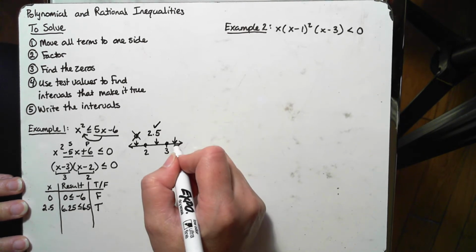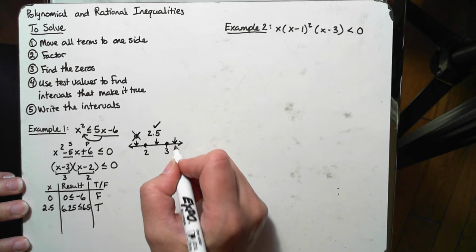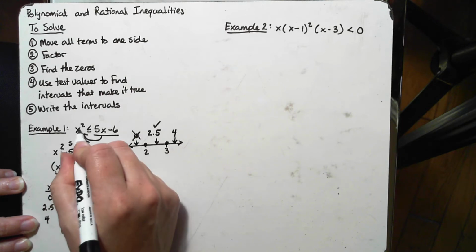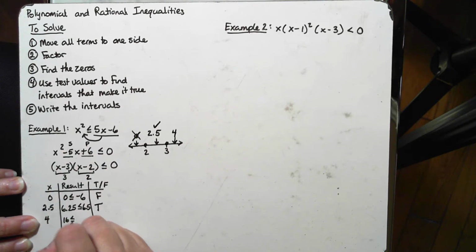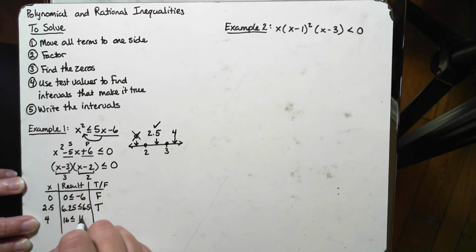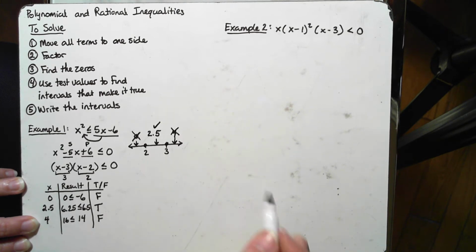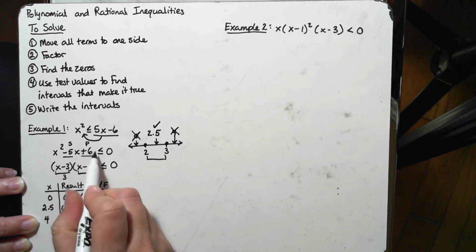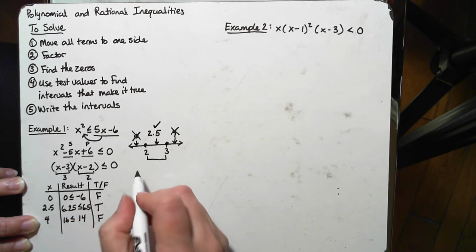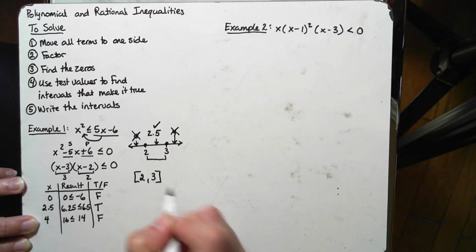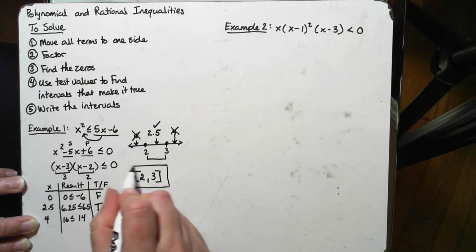Now I'll check the values that are greater than 3. I'm going to use 4. When I put 4 in, I get 16 is less than or equal to 20 minus 6, which is 14. That is false. So 4 does not work. So my interval is just that x has to be between 2 and 3. Now it says less than or equal to, so that means 2 and 3 are included because the or equal to symbol was on that. So this is the interval that would be my answer.